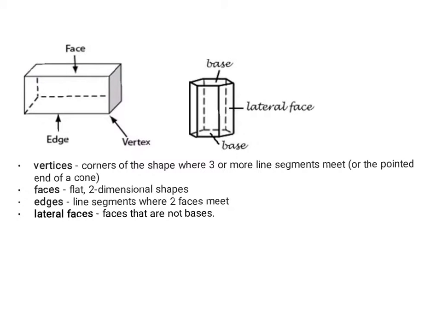Some of the vocabulary words that you're going to have to know for this lesson are vertex, face, edge, and lateral face. So a vertex, or the plural form vertices, are the corners of the shape where three or more sides meet, or the pointed edge of a cone. So they're just the corners of your box. Those are called vertex. One is called a vertex, or vertices.